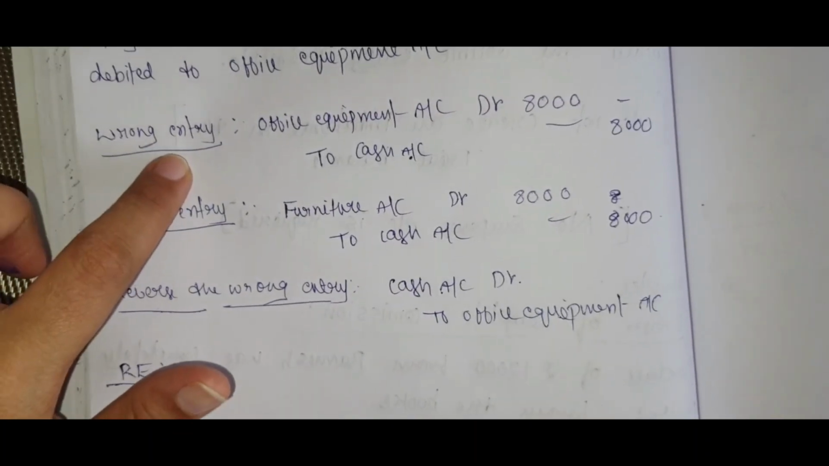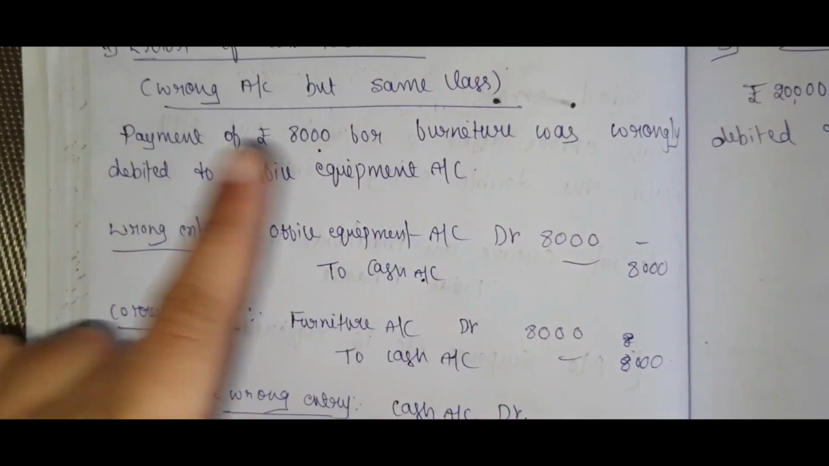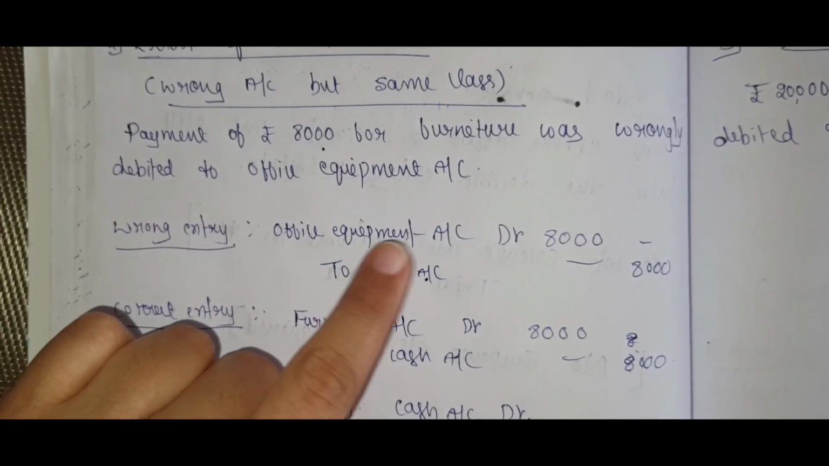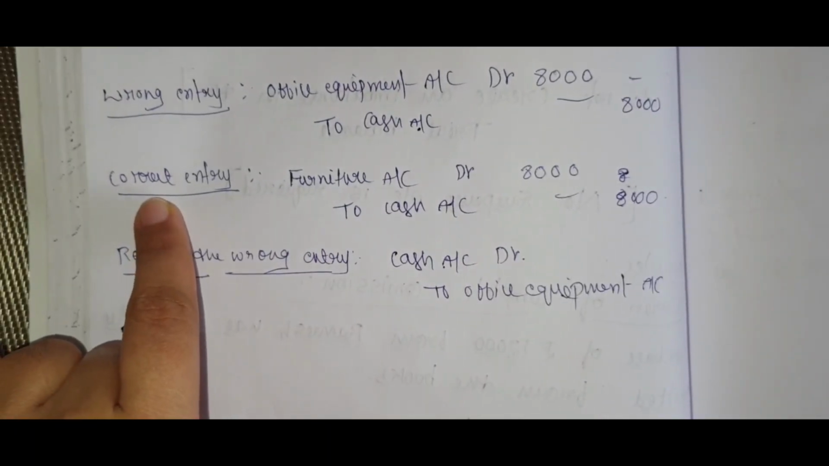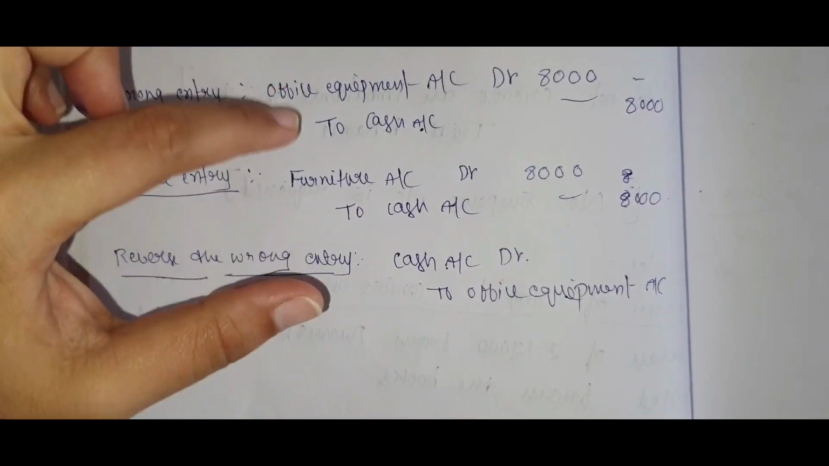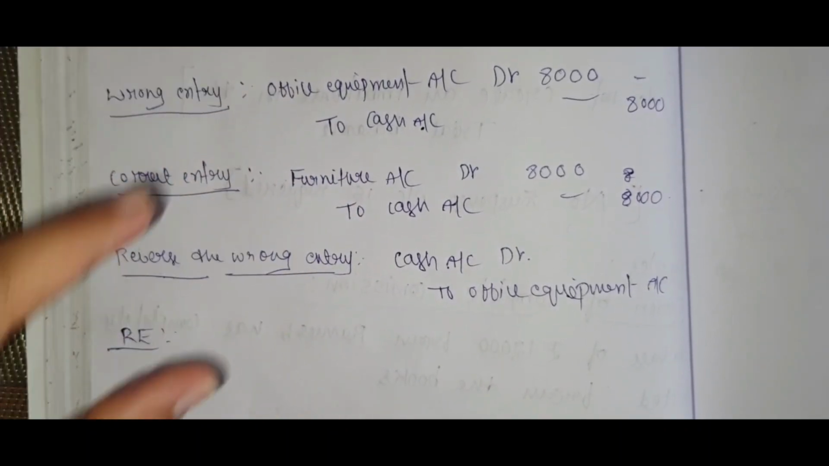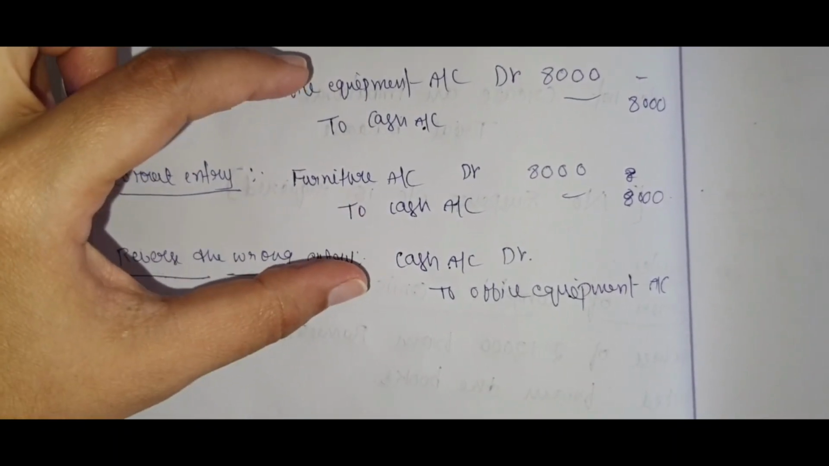As per the given transaction, the payment of rupees 8,000 for furniture was wrongly debited to office equipment account. So the wrong entry is office equipment account debtor to cash account. After that, we need to write down the correct entry, furniture account debtor to cash account. See, these all are rough work. In the exam, we have to write down the rectification entry. Before that, we have to do these rough works.